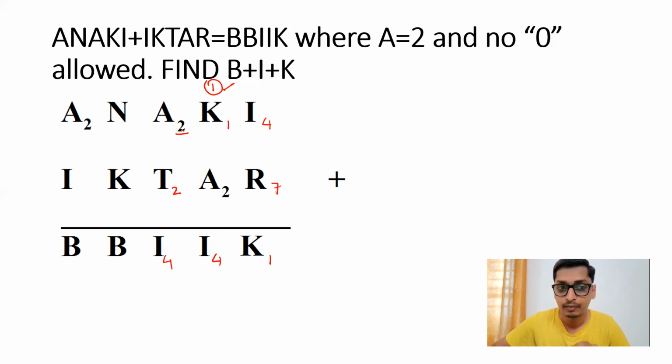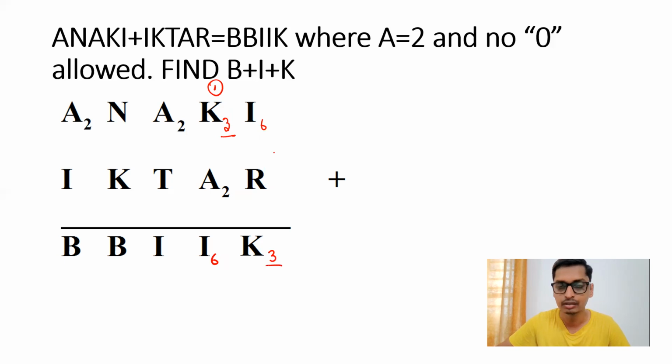But already the value of 2 is fixed for A, right? So you can't fix the 2 here. That means our assumption K equal to 1 is wrong. So we have to play with the next number, that is 2. 2 is already fixed, so we can play with 3, right? So you are getting a carry 1 here. So 1 plus 3 plus 2, I get 6. So the value of I is 6 and the value of K should be 3.